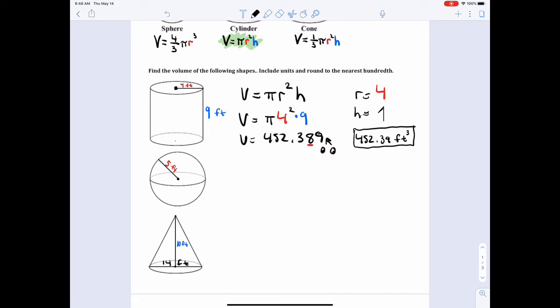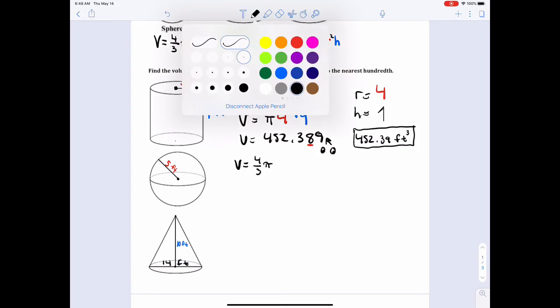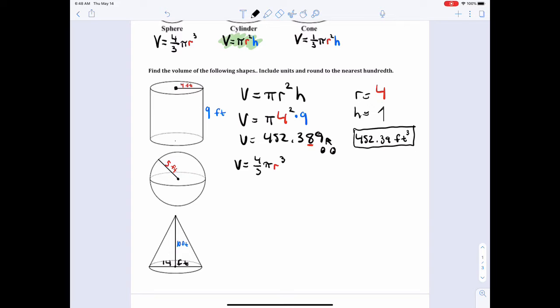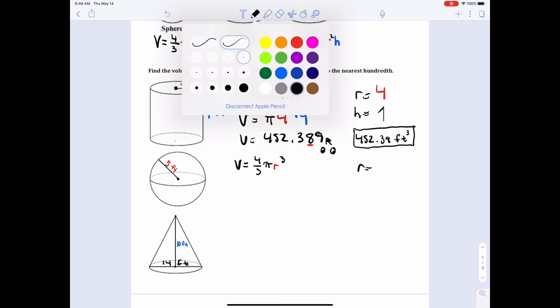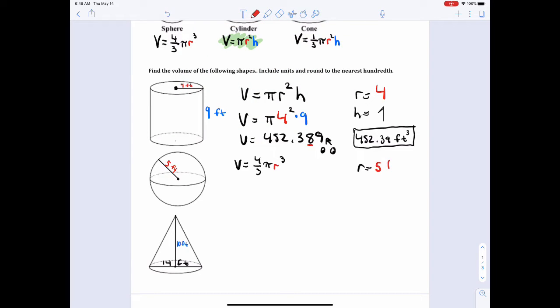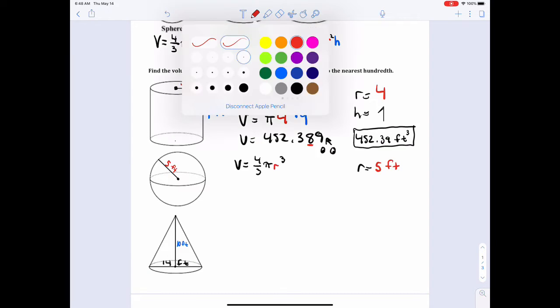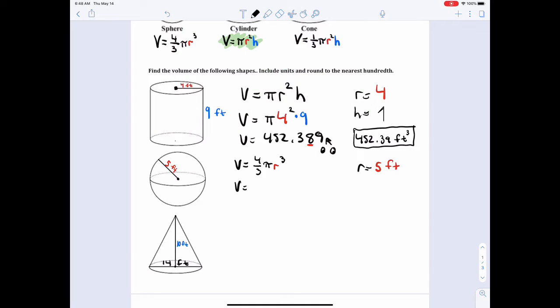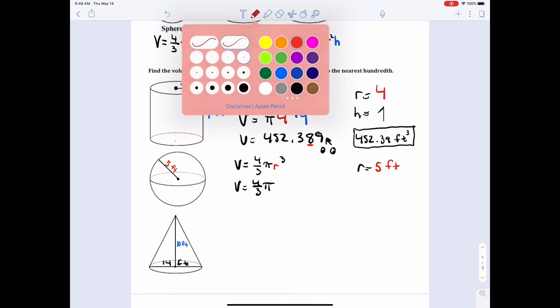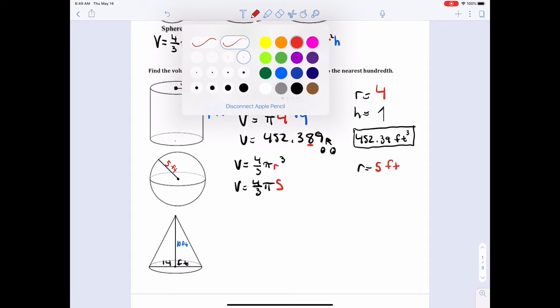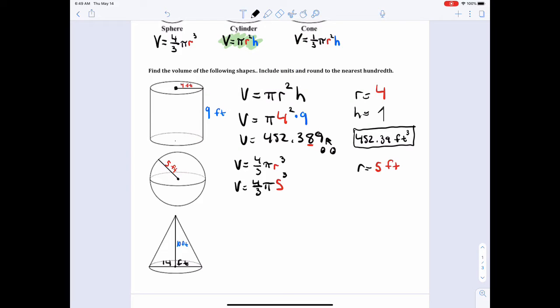All right, next one. Let's find the volume of the sphere. Volume for a sphere equals 4/3 times pi times the radius cubed. Careful there, cubed. So, good idea to write out what it is right away. The radius here is 5 feet. It's halfway across the circle. So if we plug it into our formula, we'll get volume equals 4/3 times pi times 5 to the third power.